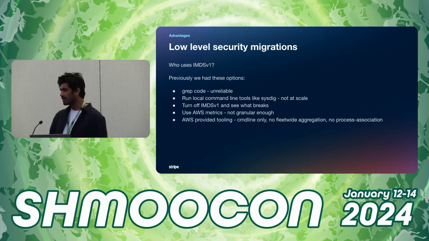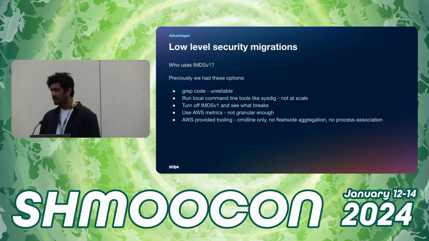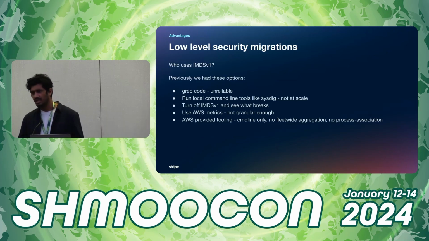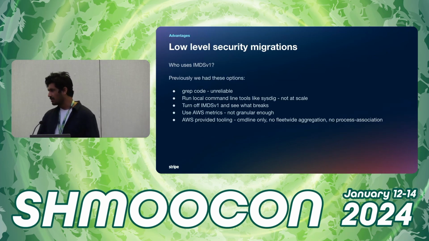One option is to grep your static code. The problem is you have third-party binaries, you have dependencies, you have dynamic path generation. There's no way to reliably find out who all is using it with grep. The other is to get real hard about it, deploy sysdig, and it will give you the right answer. But unfortunately, it's a local tool. You have to deploy it at scale, collect all this data at scale, analyze all this data at scale. Super painful. Third option is YOLO, test in production. Just disable IMDS v1, find out who breaks, and then watch who complains. The other option is to use AWS metrics.